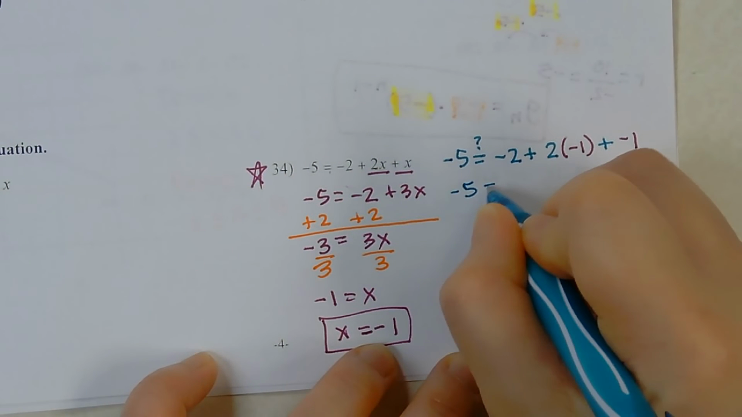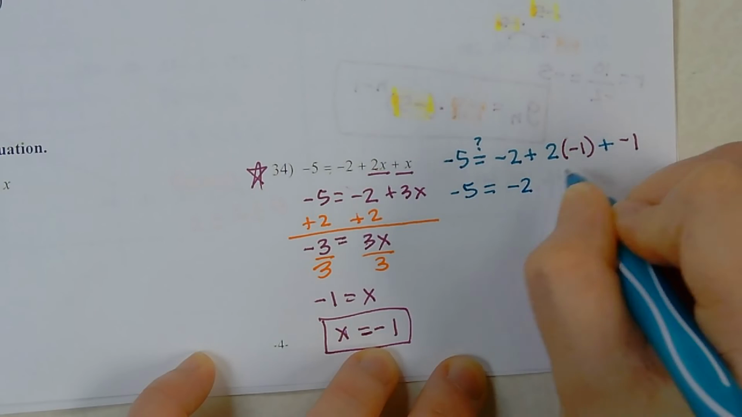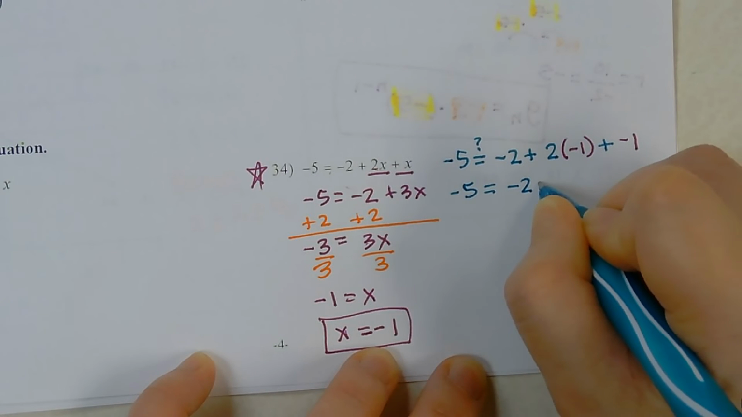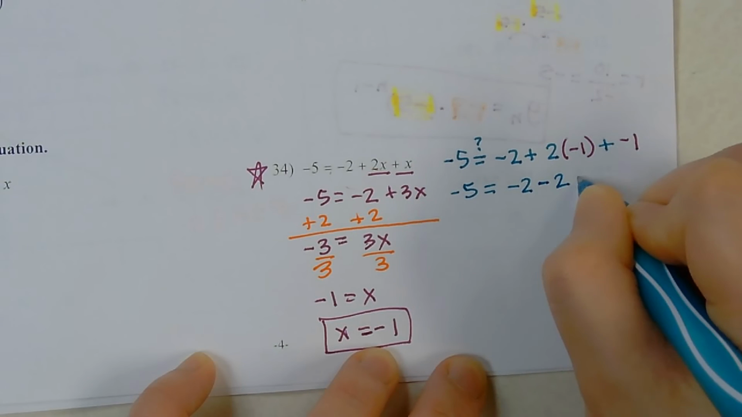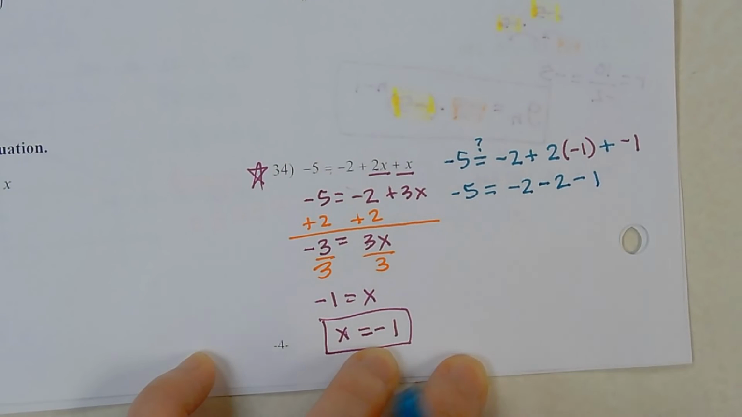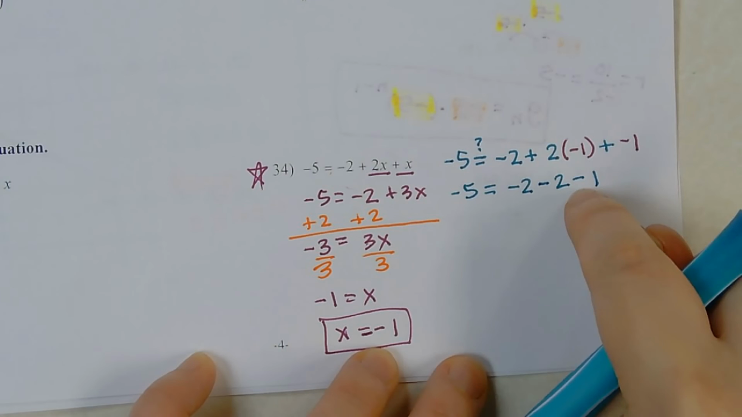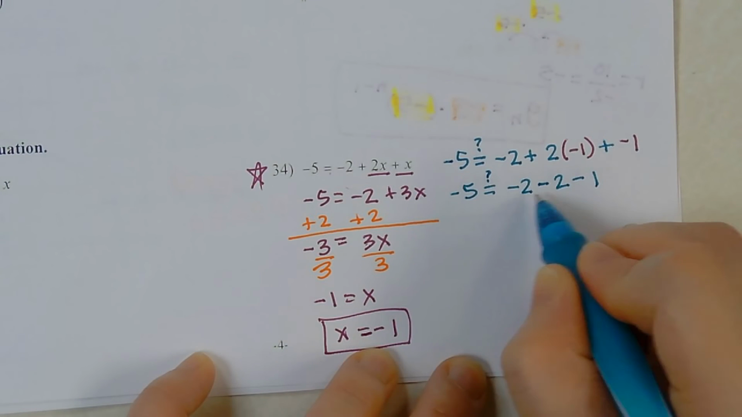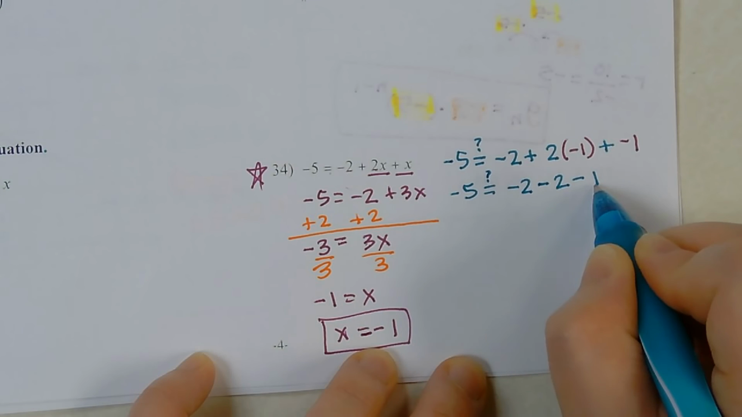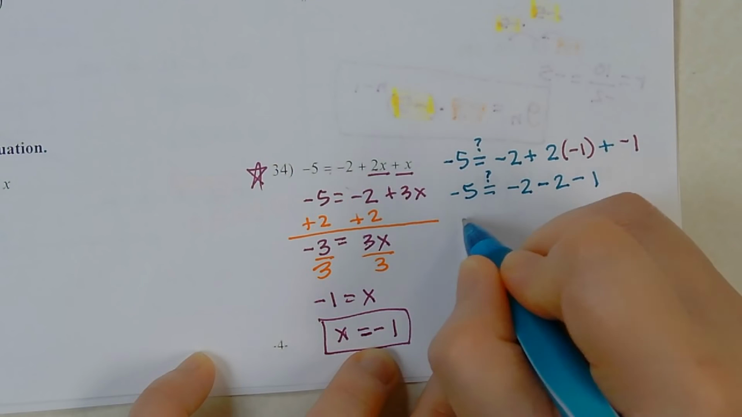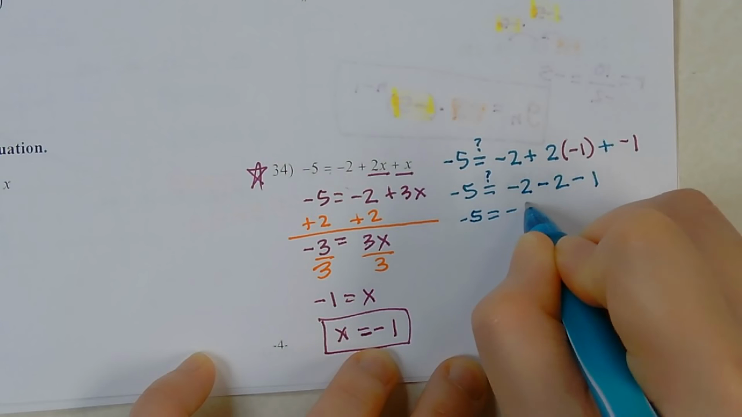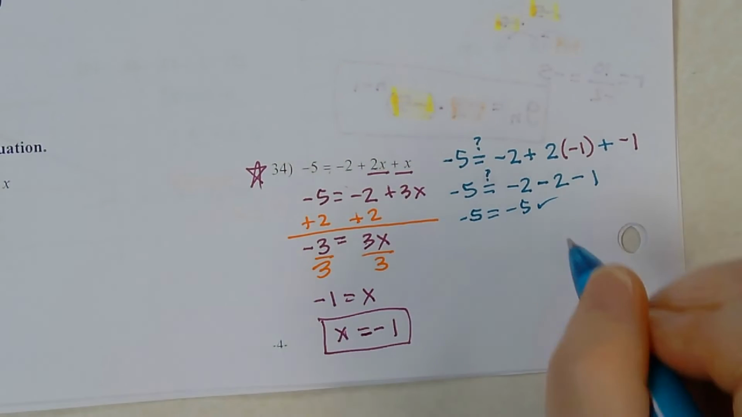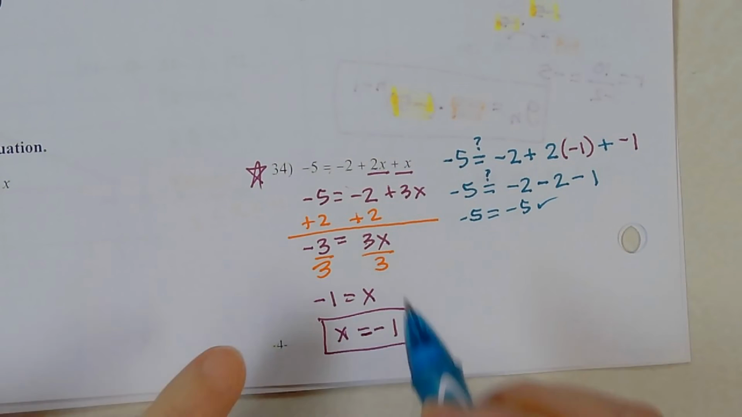So -5 is equal to -2. -2 times -1 is -2, so -2, and that's just -1. Remember, plus negative is the same thing as a minus. And then, oh, I still need my question mark here. So -2 minus 2 is -4, minus 1 is -5. So I get -5 is equal to -5. Yes, this checks out. I know I'm right. All right, unless I made a mistake there, but I didn't. So there we go. Happy days. That's how you solve for that.